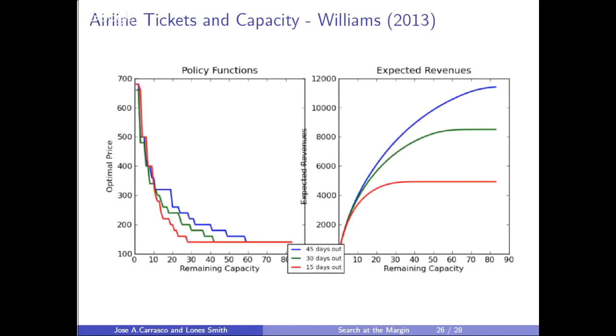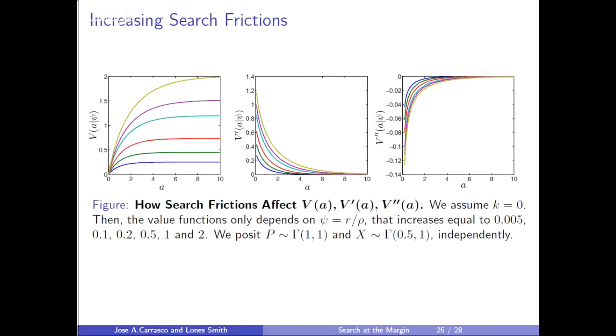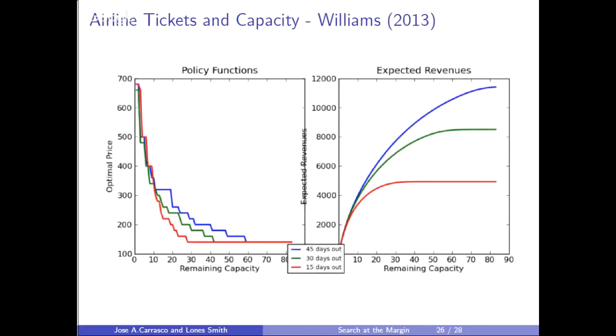Where might we use this? Where can we use this? This model, this is Williams 2013. That talks about airline tickets, and capacity. And you see that the figures, if you compare this figure, the left two panels with this one are very similar, right? I should have put them in a different order.